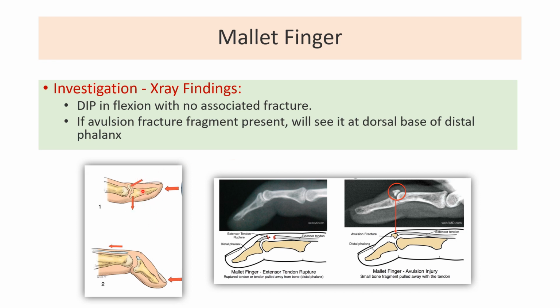We are seeing a fracture fragment of the terminal phalanx, with the dorsal aspect of its base. This is called the avulsion fracture, and that can also produce the mallet finger. So now you have understood about the extensor expansion and its clinical importance, that is the mallet finger.